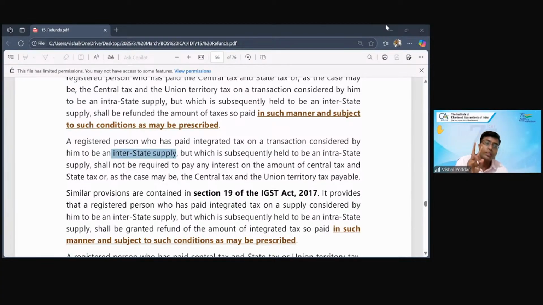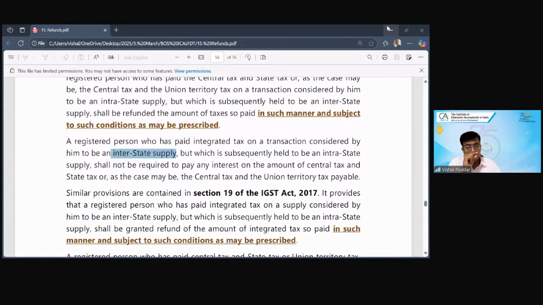And then the 2 years time limit of refund, which we have been studying, will start after the date of payment of the right tax. So once you pay the right tax, the 2 years time limit for making the application of refund will start. And now you will apply for refund for taking back the wrong tax.